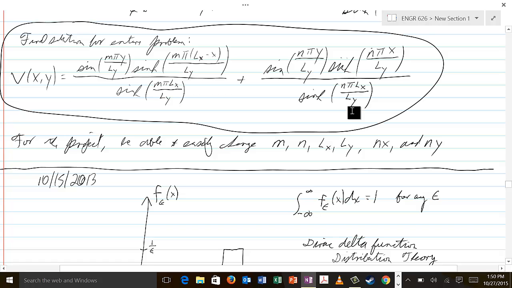Now let's check this. It's easy to see that this satisfies Laplace's equation everywhere in the interior of the problem domain. But let's make sure that it satisfies the boundary conditions. Remember, at x equals 0, we should have 0. Is that going to work out right? Well, at x equals 0, this would become sinh of m pi Lx over Ly, and here we have sinh of m pi Lx over Ly. So these two terms would cancel.